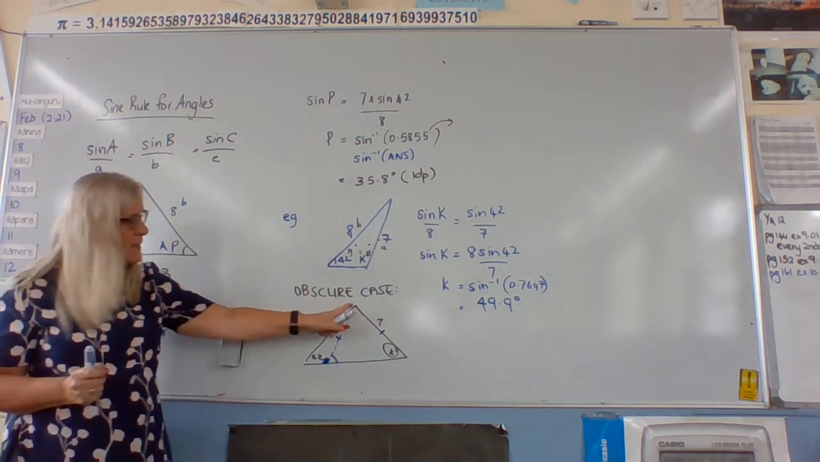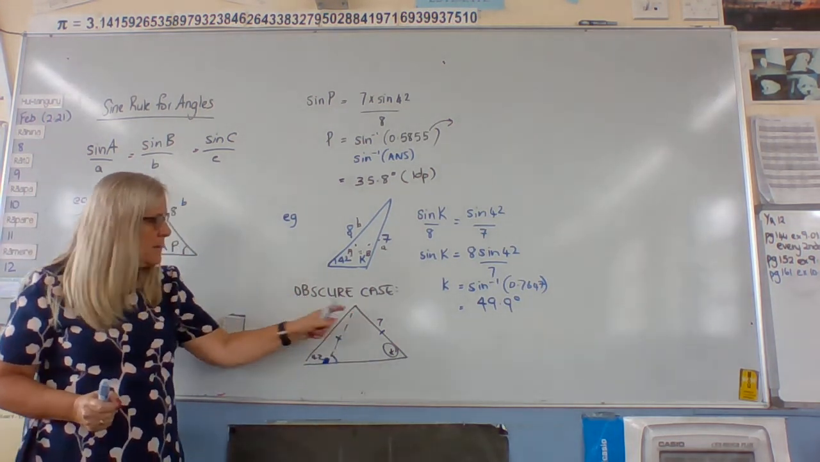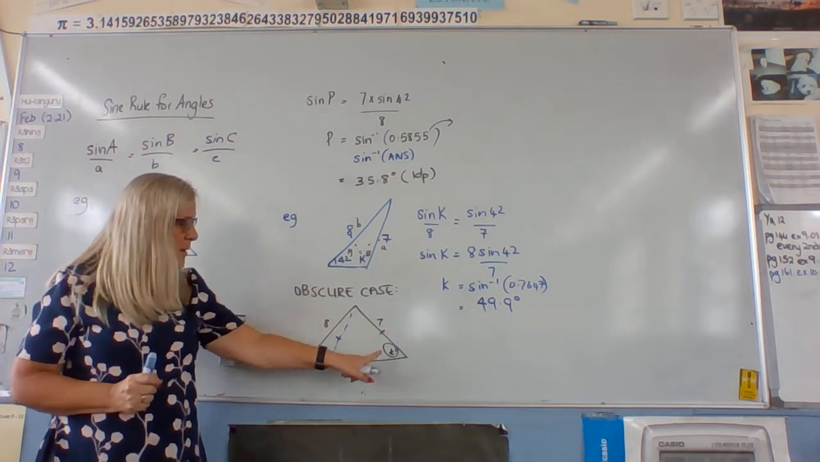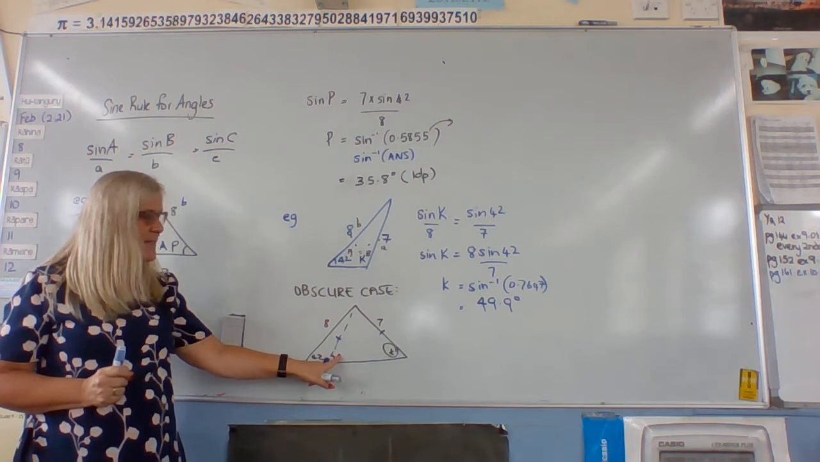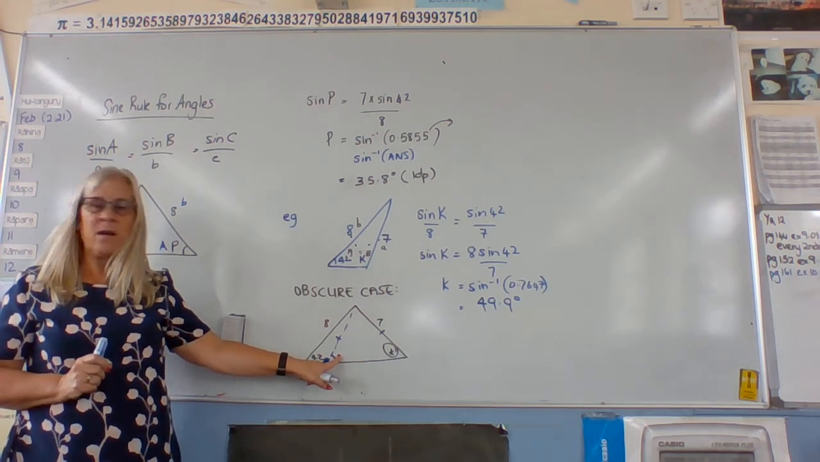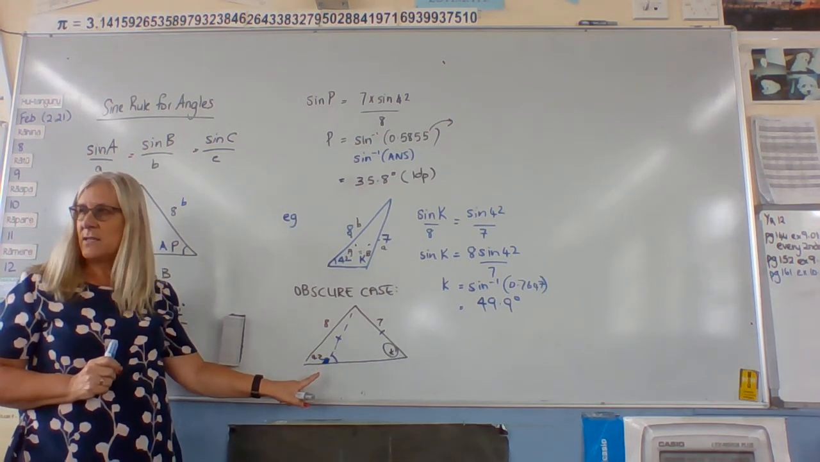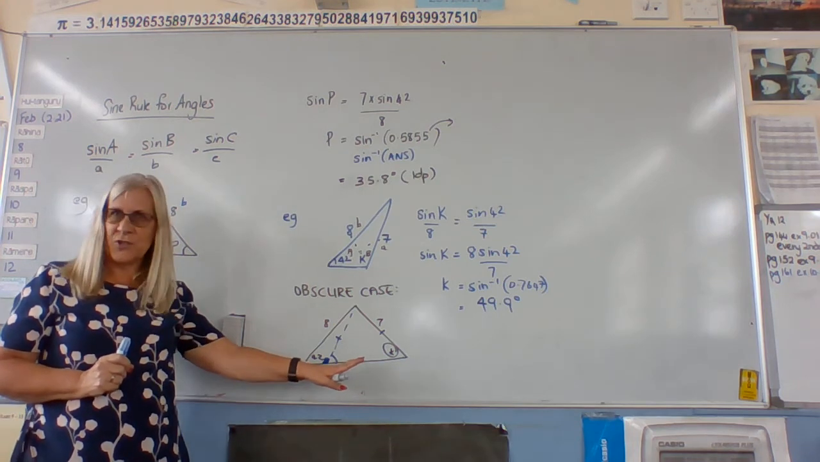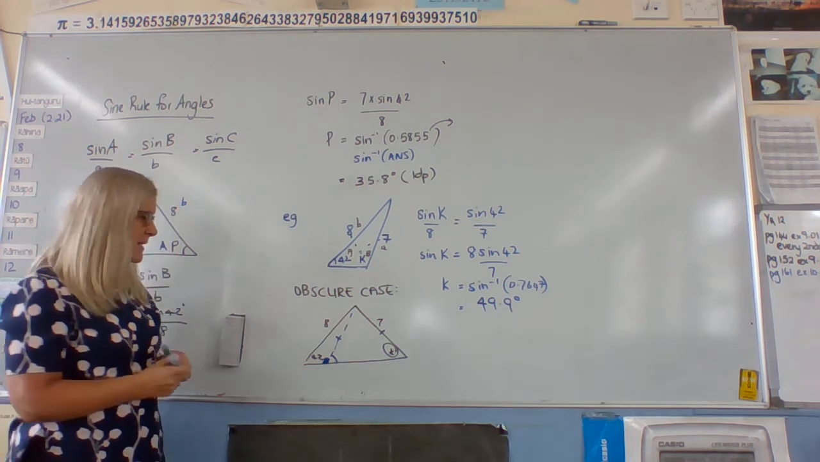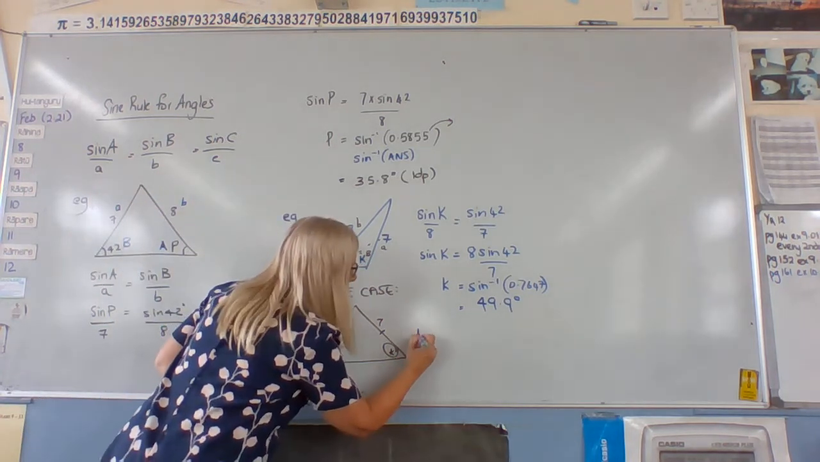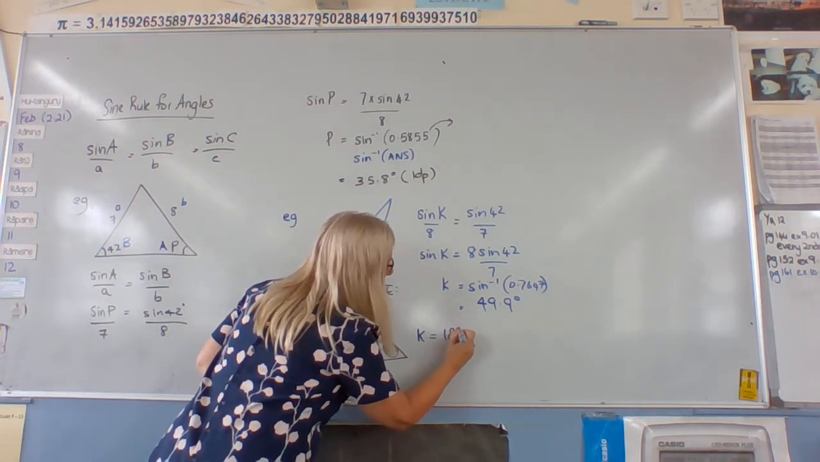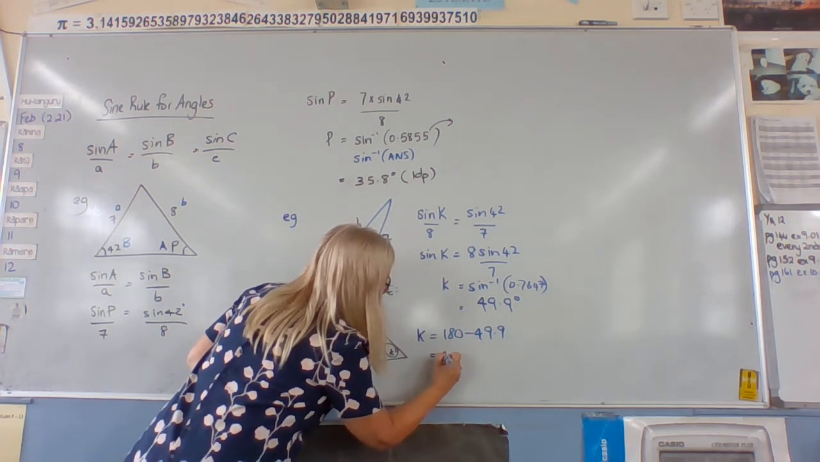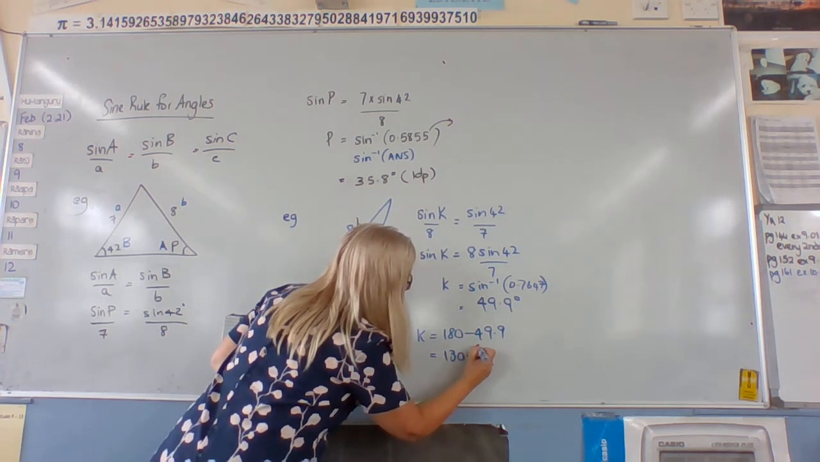What kind of triangle is this? Isosceles, right? This is 49.9, this is 49.9, I want this. So we do angles on a straight line, 180 minus it. So our K is actually 180 minus 49.9, which equals 130.1 degrees.